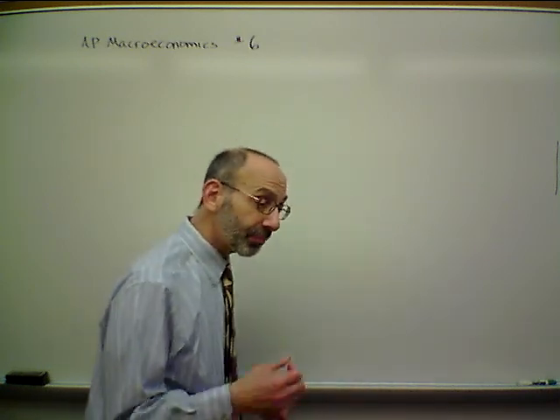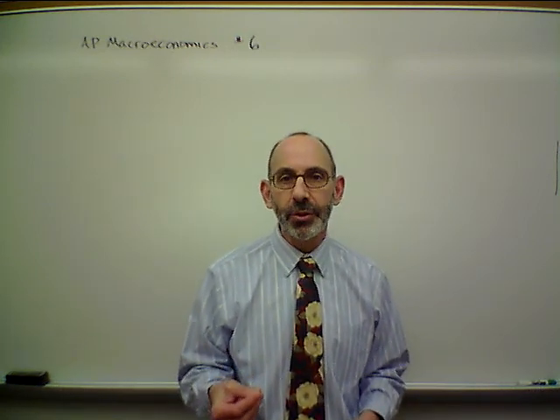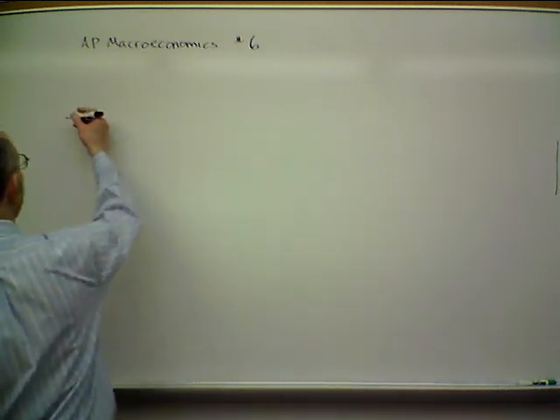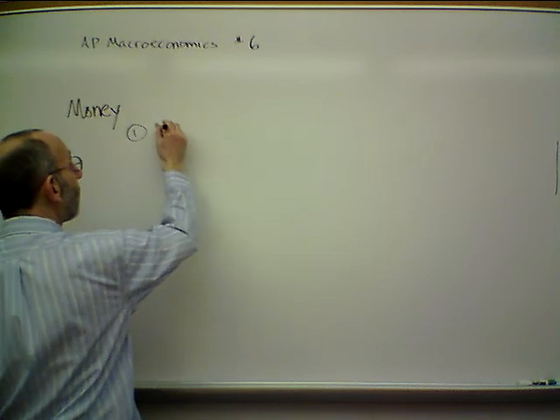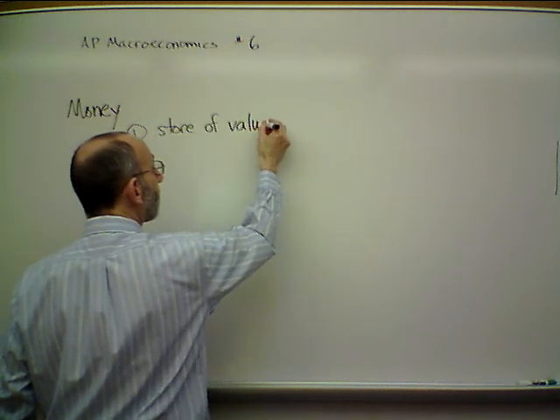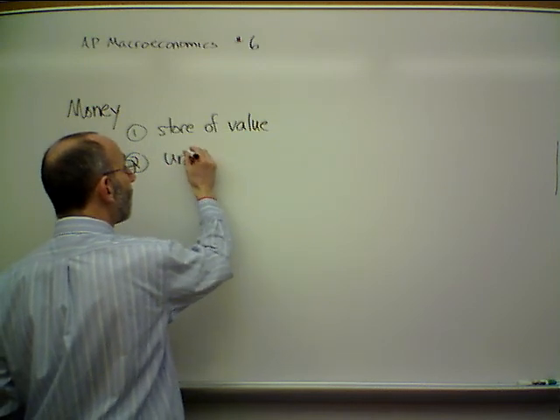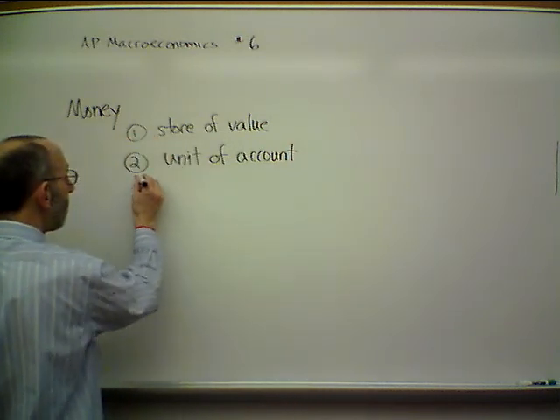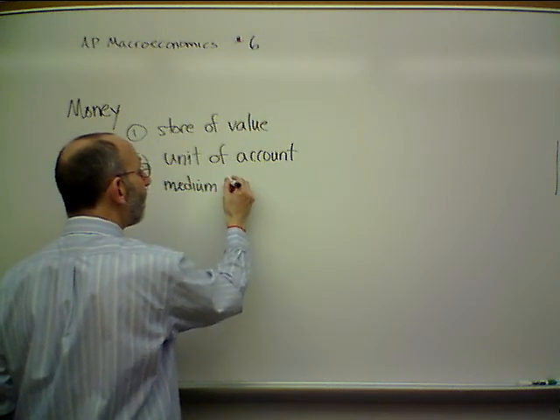First thing is money. Students for the AP have to know and remember that there are 3 basic definitions for what money is and be able to differentiate between those. So the money functions: number 1, as a store of value. Number 2, as a unit of account. And number 3, as a medium of exchange.